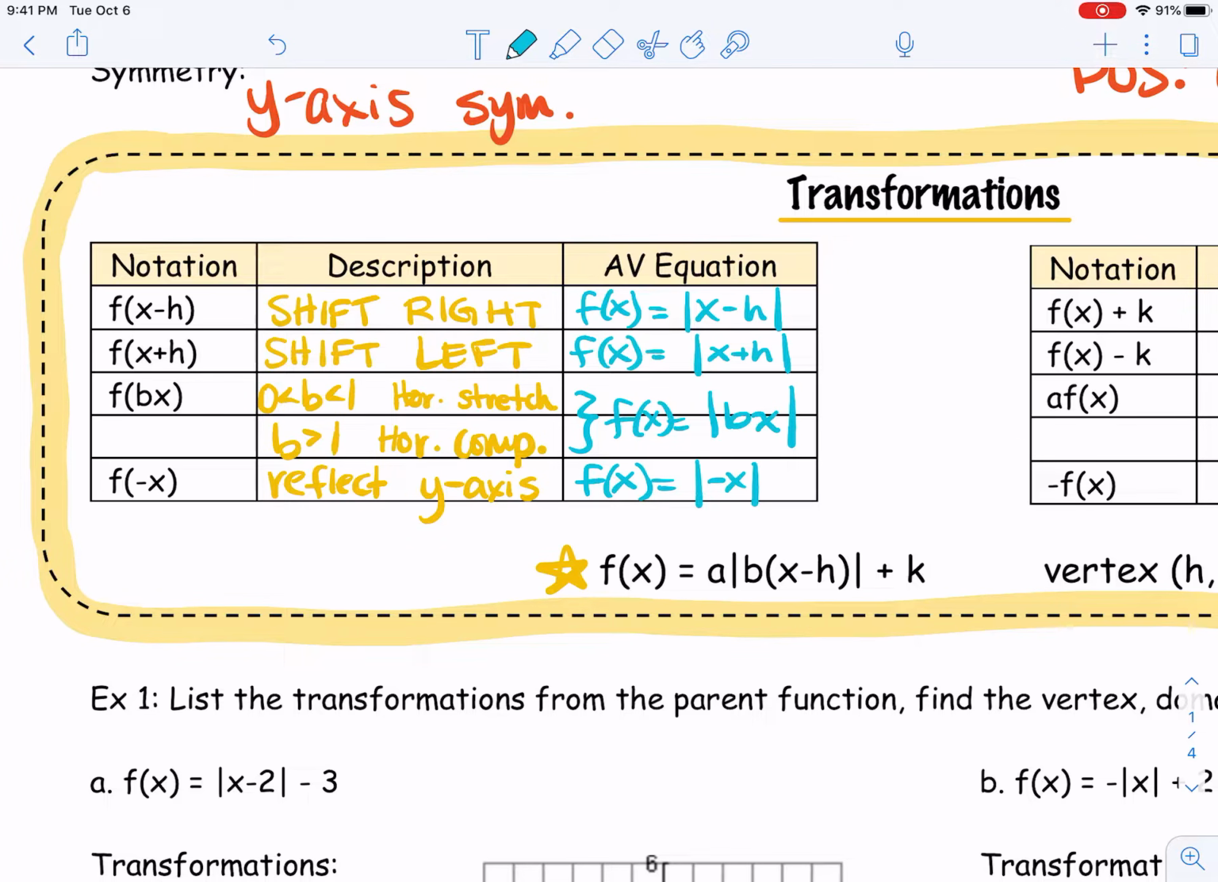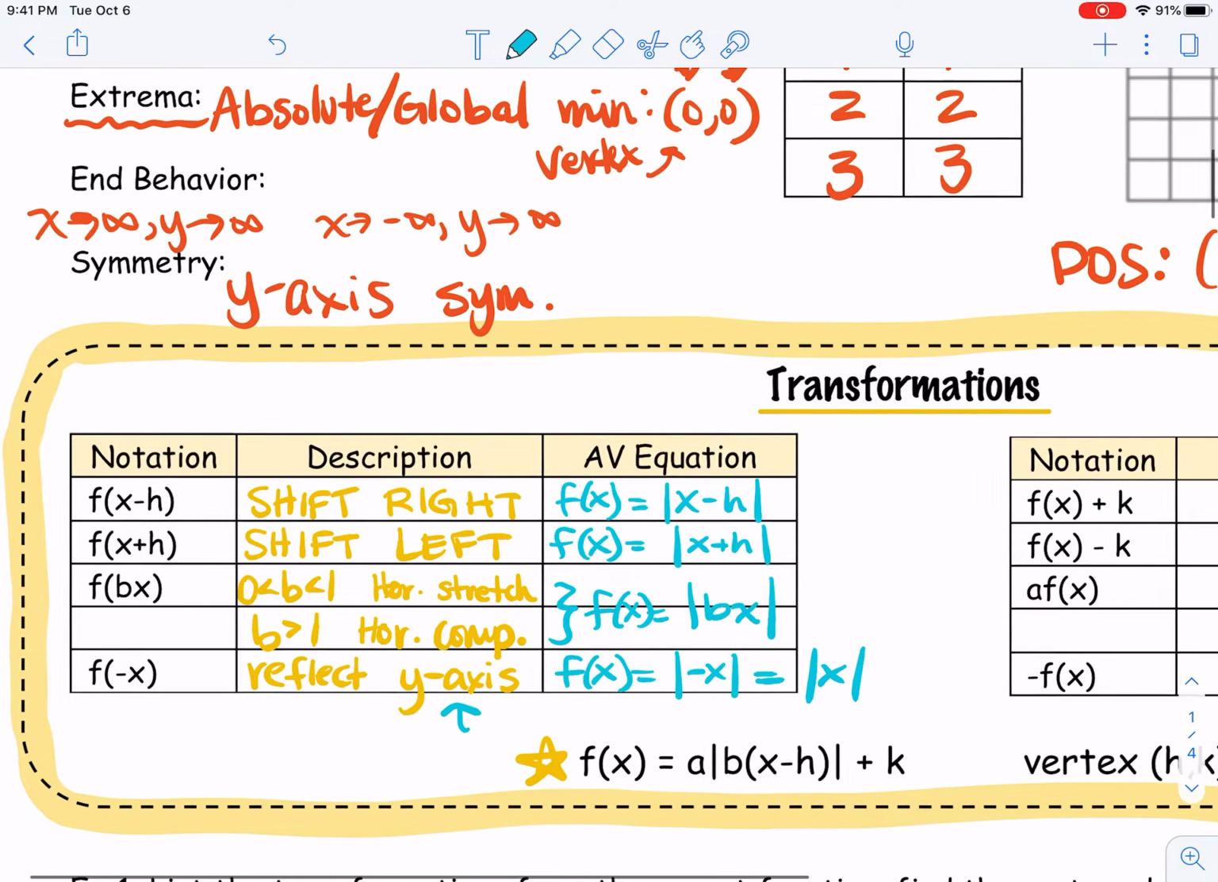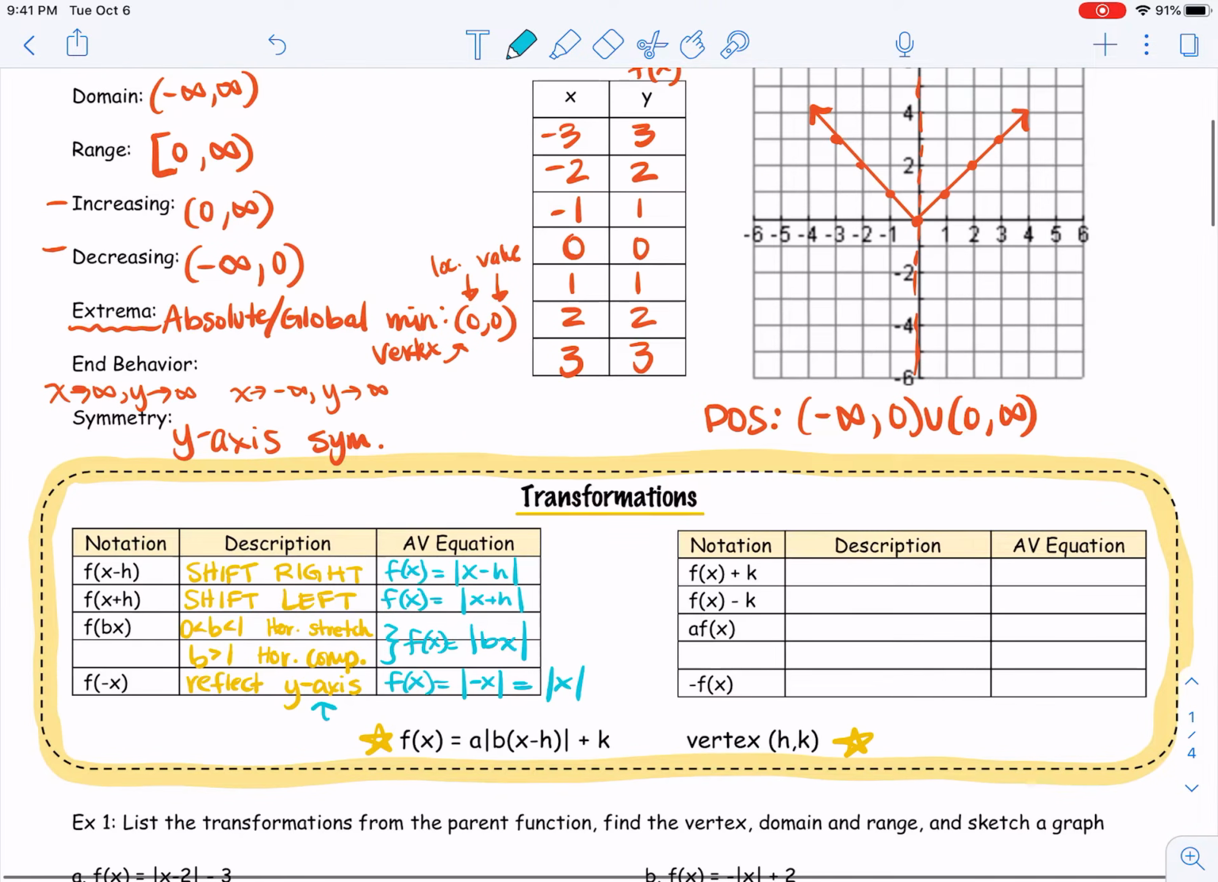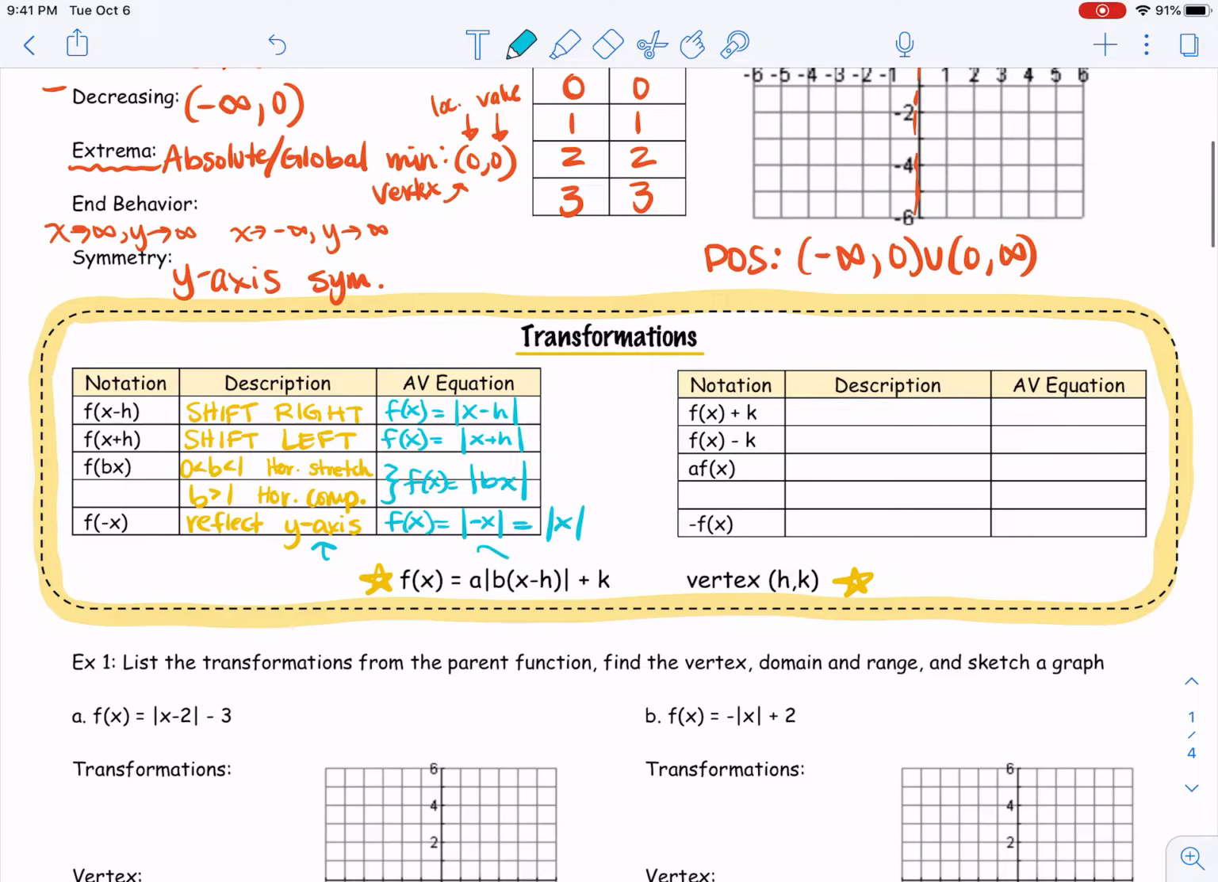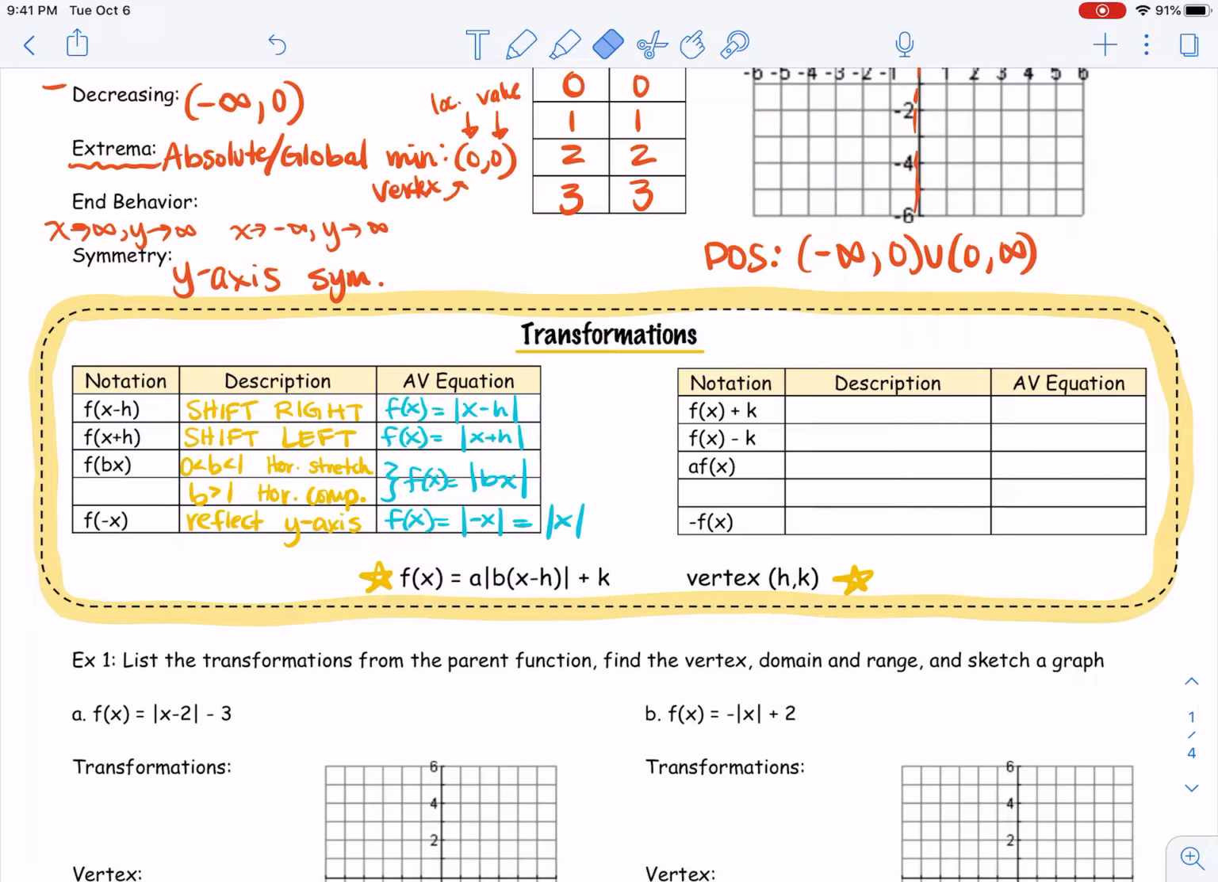You might be thinking, well, the absolute value, the negative of any number is always going to be positive. That's right. We know that the absolute value of negative x is the same thing as the absolute value of x. That's why I said, remember that symmetry. This parent function has y-axis symmetry. So if I reflect over the y-axis, it's not going to change my graph. It's going to look the exact same, which is why this is happening here. Okay, that's one of the properties.